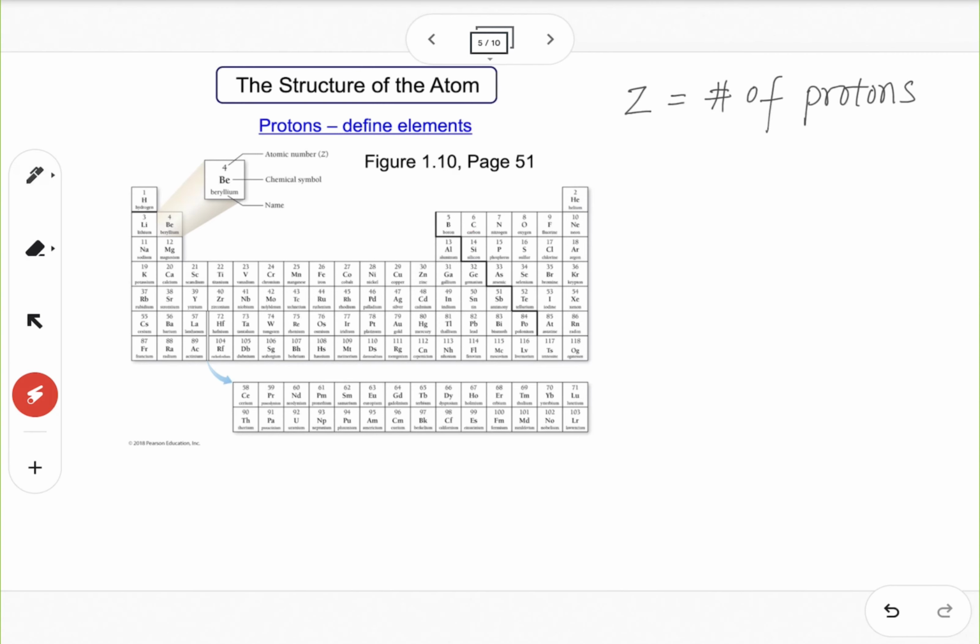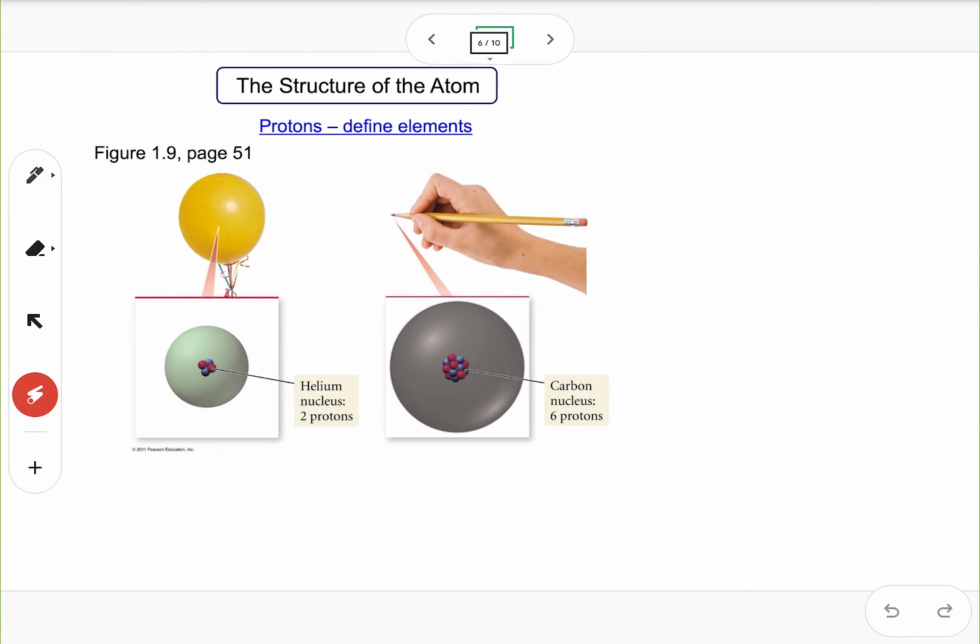So if somebody tells you an atom has a certain number of protons, you can come to this periodic table and identify what the element is. That is why we say that protons can be used to define elements. Different elements have different numbers of protons. All right, that was about how we use protons to define elements.